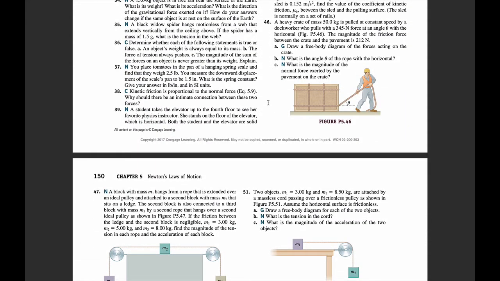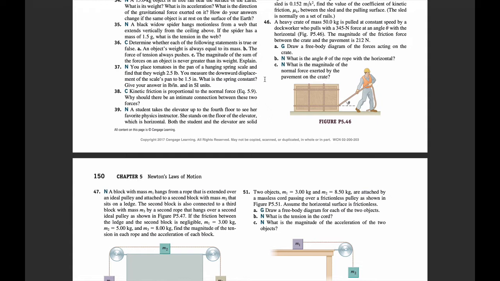Okay, so problem 46. A heavy crate of mass 50 kilograms is pulled at constant speed by a dock worker who pulls with a 345 newton force at an angle theta with the horizontal. The magnitude of the friction force between the crate and the pavement is 212 newtons. So draw a free body diagram of the forces acting on the crate. Okay, let's do that first.